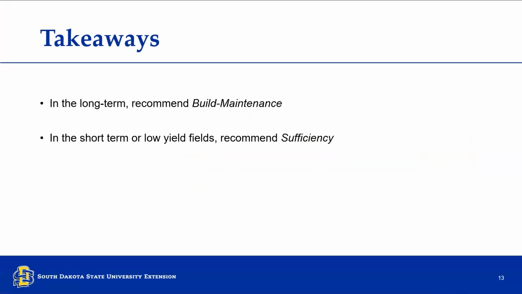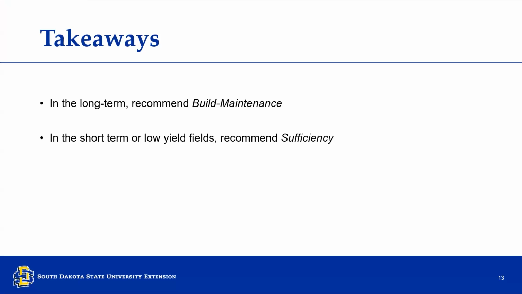So this research is really simple: long-term build maintenance is going to be better. So for farmers having over 10 or 20 years, like you don't have any retirement plan, definitely apply phosphorus following a build maintenance way. But if you are planning to retire in 5 years or your field is struggling with low yield, you need to follow the sufficiency recommendation rates.